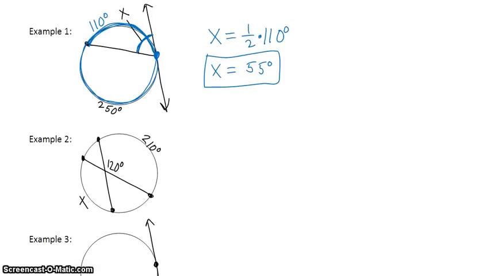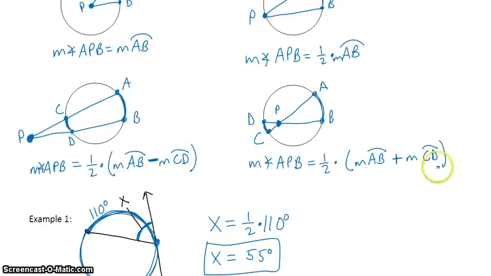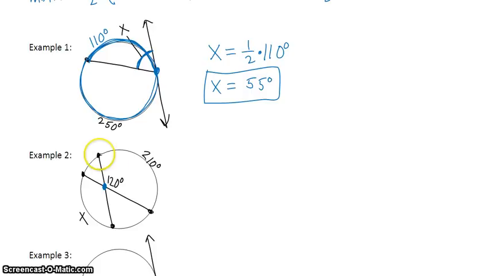Example 2. Our angle is inside the circle, but not at the center. So the formula we need to use is this last formula. Angle equals 1/2 times arc plus arc. In this case, the two arcs that make up this angle are this arc and this arc. If this angle is 120 degrees, we know how big this angle is, it's 60 degrees, and we know how big this angle is, it's 60 degrees. We know how big this angle is, it's 120 degrees.